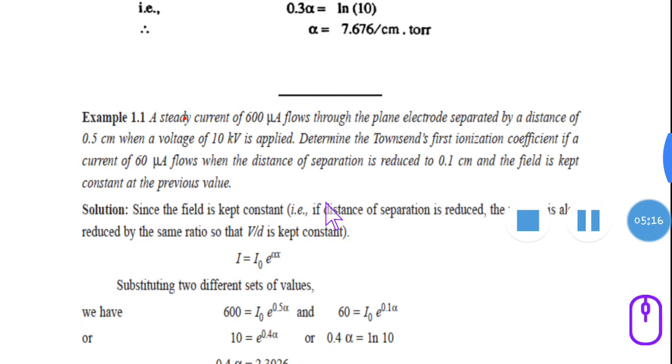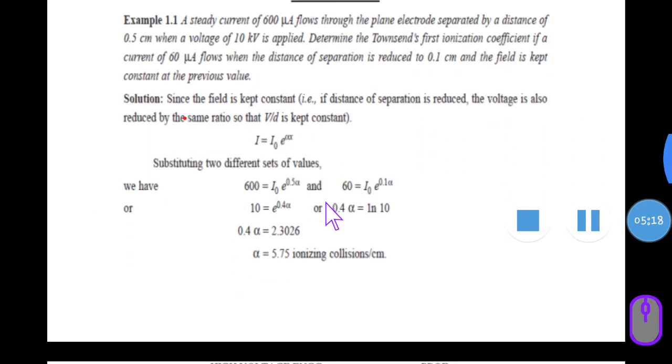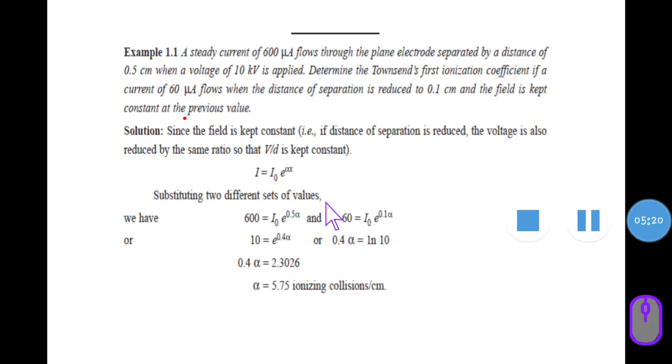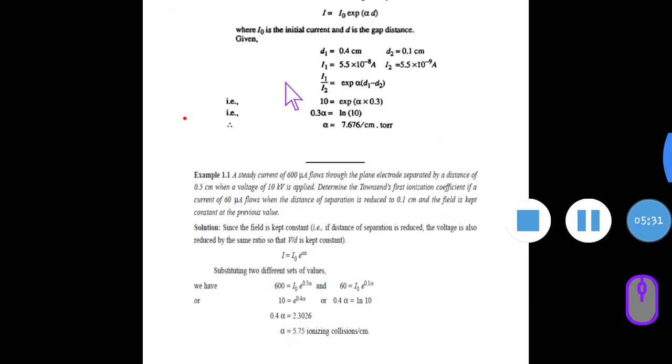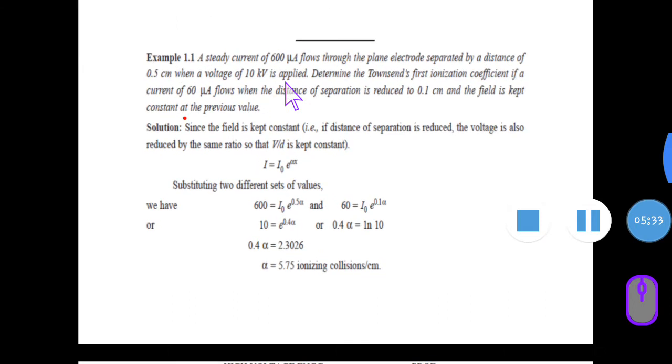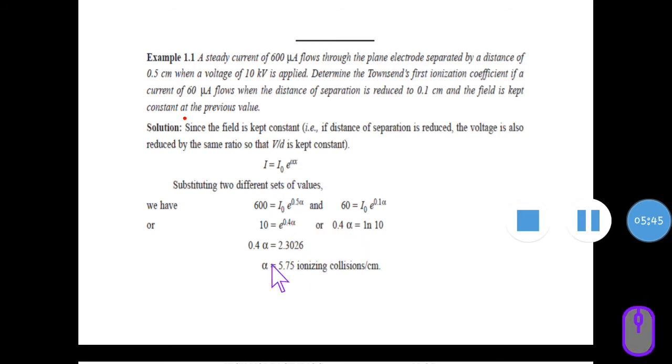Same way you have to go for another problem. This is from the Wadhwa book. Same problem, all values they have specified: steady state current, the distance, and the voltage they have given, and the Townsend first ionization coefficient. Everything is specified here, with the values changed a little bit. Now you just have to apply I equals I naught e raised to alpha x, substitute the values they have specified, I naught is there, and from this you have to get the alpha value.